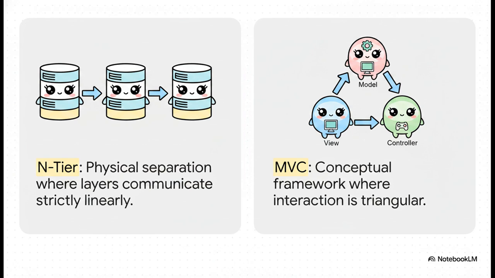Before we wrap, let's clarify a point that often confuses a lot of students: N-tier versus MVC, or Model View Controller. While they sound kind of similar, N-tier is a physical separation of the application's parts, and communication is linear. MVC, on the other hand, is a conceptual framework where the interaction is actually triangular. In MVC, the controller accesses both the view and the model, and the model can also crosstalk and access the view. They aren't mutually exclusive, though. You can actually use the MVC framework right within the presentation tier of an N-tier architecture.